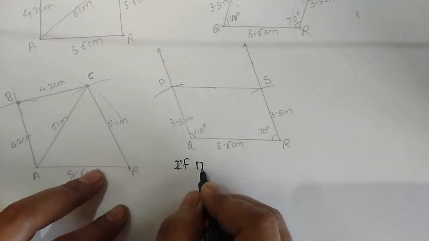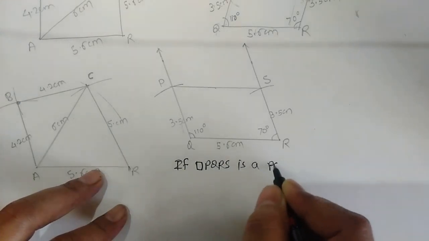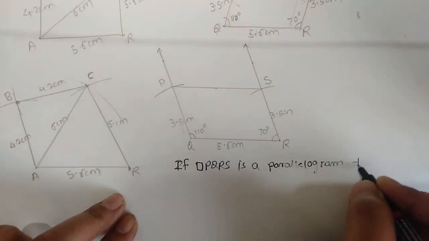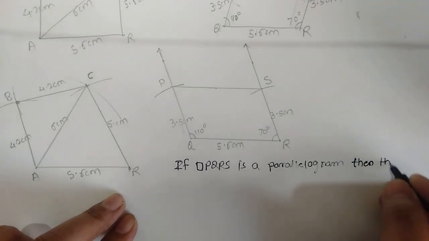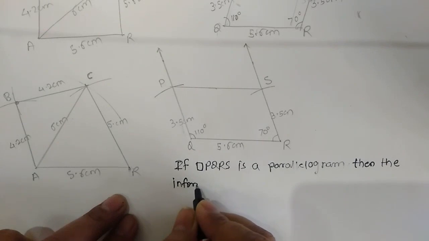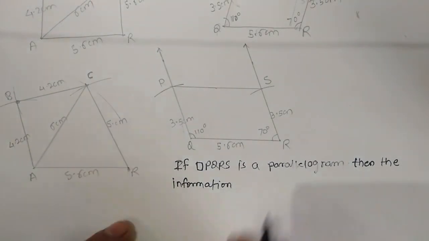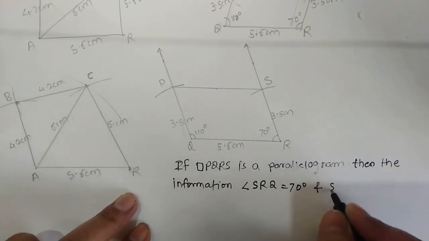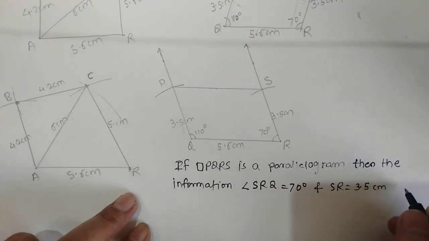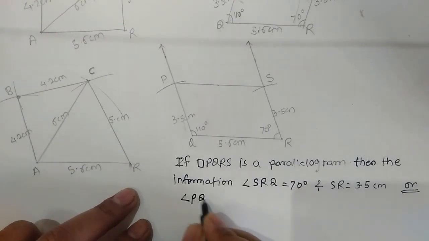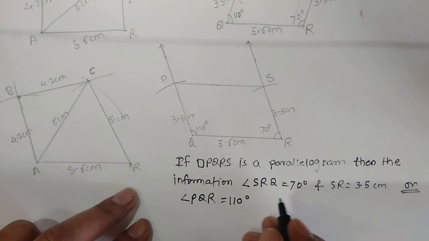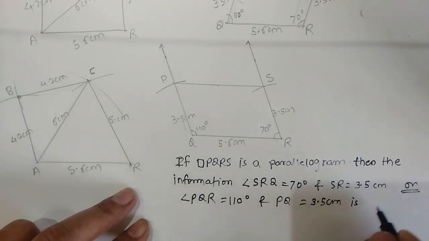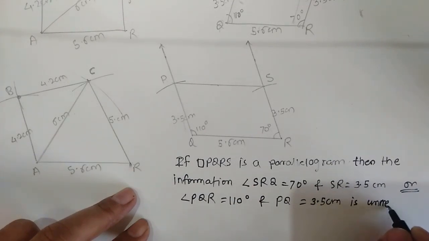If quadrilateral PQRS is a parallelogram, then the information angle SRQ is equal to 70 degree and SR is equal to 3.5 centimeter, or angle PQR is equal to 110 degree and PQ is equal to 3.5 centimeter is unnecessary.